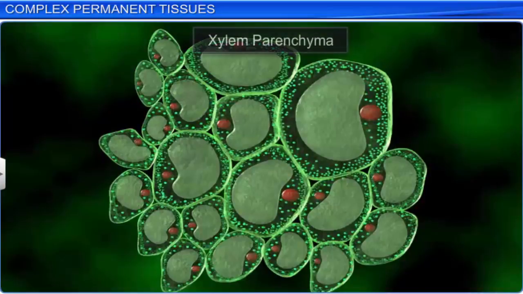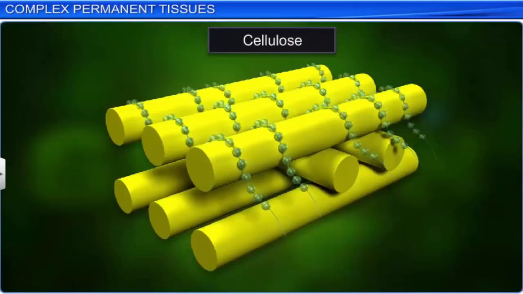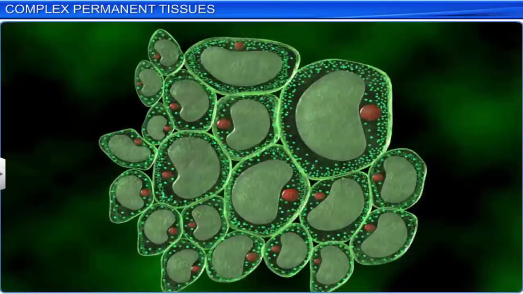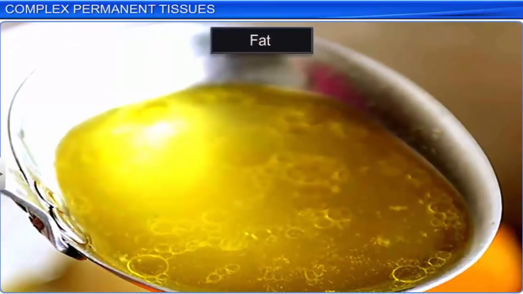Xylem parenchyma is composed of parenchymatous cells. They are living and thin-walled, with cell walls made up of cellulose. These cells store food material as starch or fat, or substances such as tannin.